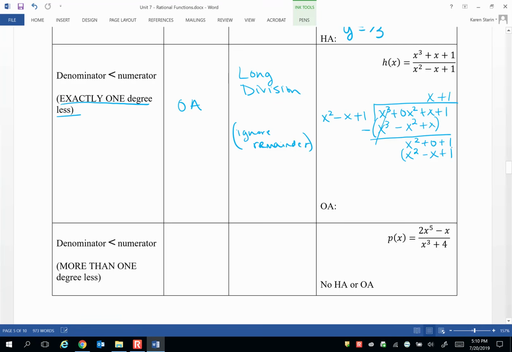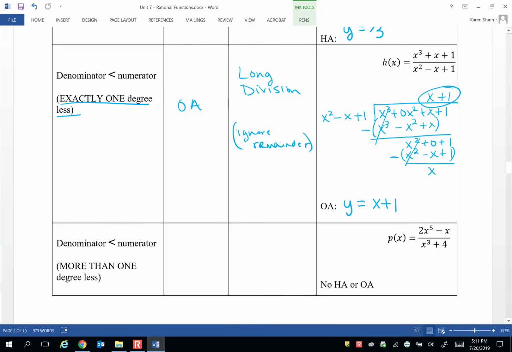Now I don't even really have to complete this last step. I could if I wanted to, but again, I can ignore the remainder. By design that eliminates, because I'm subtracting that whole trinomial from the one above it, and 0 minus negative x is positive x, and 1 minus 1 is 0. Whatever is left is the remainder, but I don't even care about it because I have my oblique asymptote in the quotient. So y equals x plus 1 is the oblique asymptote.